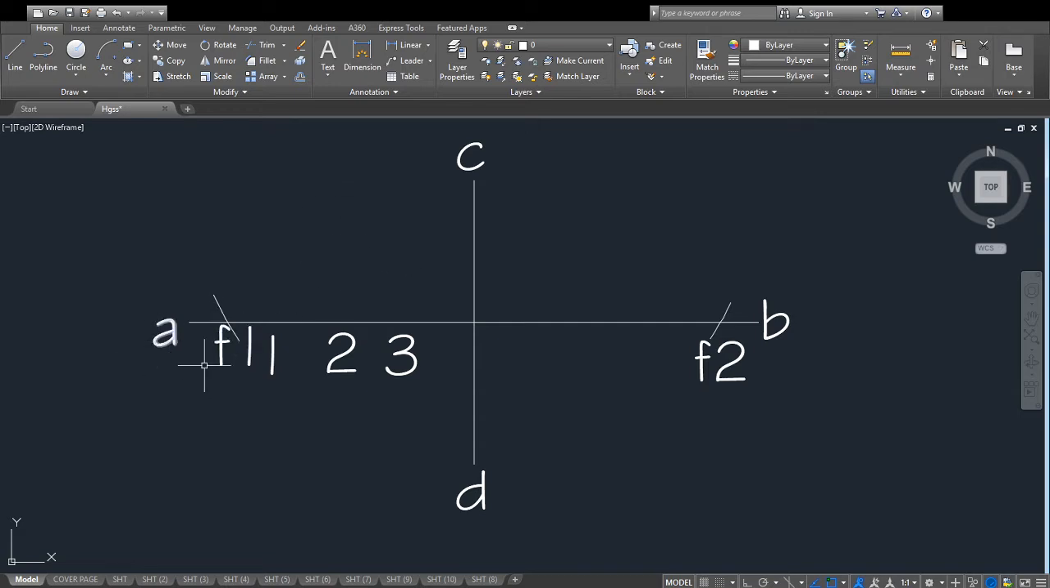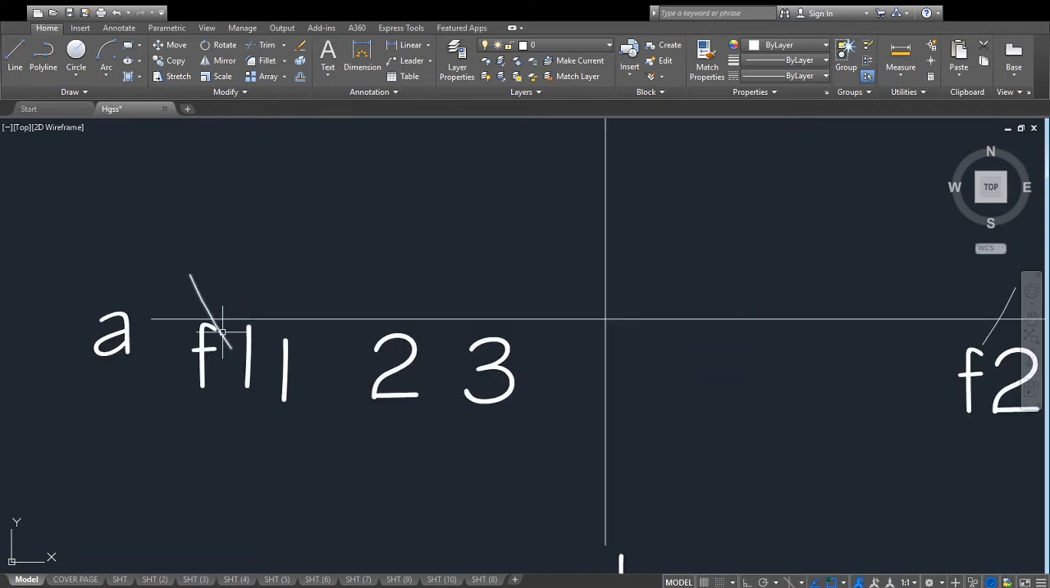Now, having established our focal point, the next thing is, from the focal point to the center of the ellipse, we divide it into any equal number of parts. It can be 4, it can be 5, it can be 3. Okay, so we'll do that now.